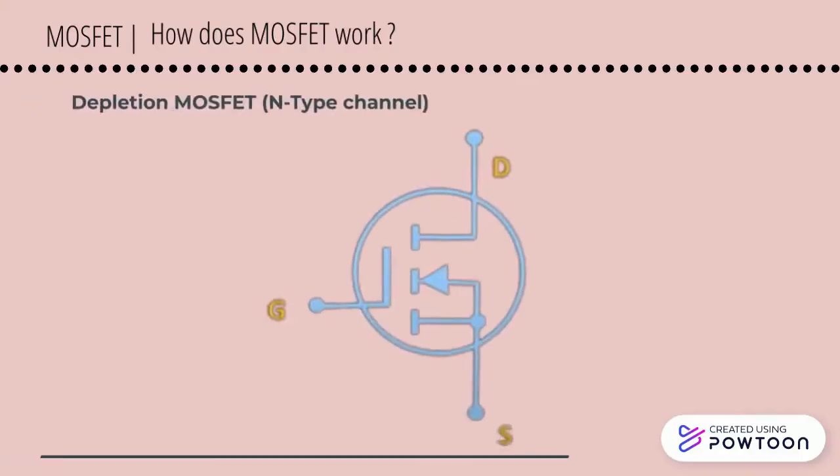So, this is the symbol for depletion N-channel MOSFET. The D, S and G terminals are separated from each other, and the direction is inward for the N-type channel.